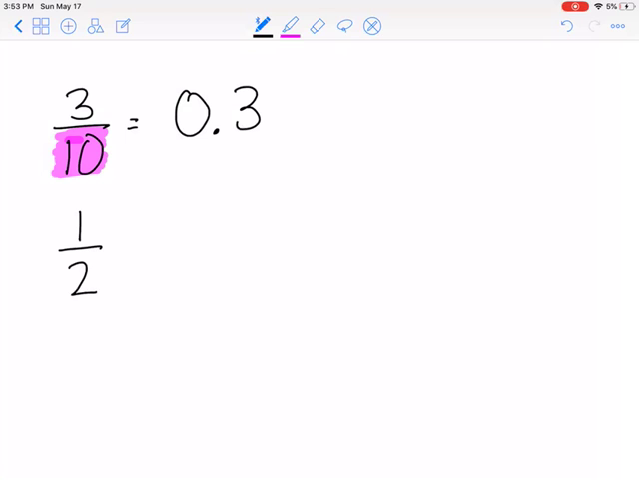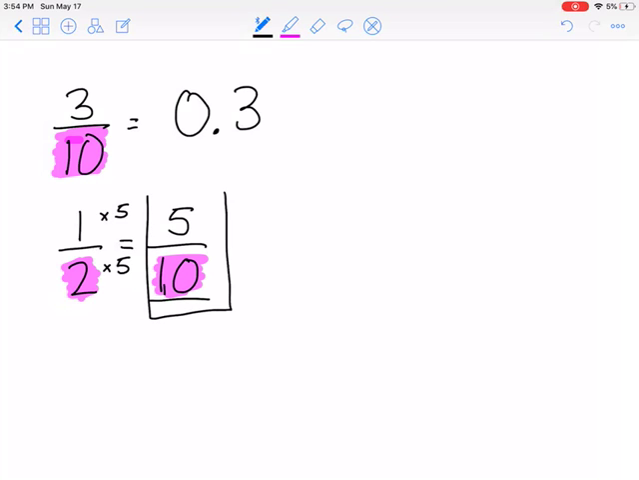So to do this, we have to find an equivalent fraction that's either in the tenths or hundredths place. So if I wanted to make this in the tenths place, what do I have to multiply by 2 to get 10? And I know that I have to multiply by 5, because 2 times 5 is 10. Whatever you do to the denominator, you then have to do to the numerator. So 1 times 5 is 5. So 1/2 is the same as 5/10, which you now can easily write as a decimal, 0.5.